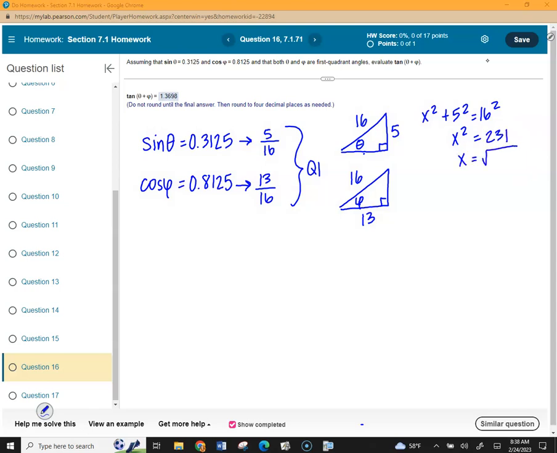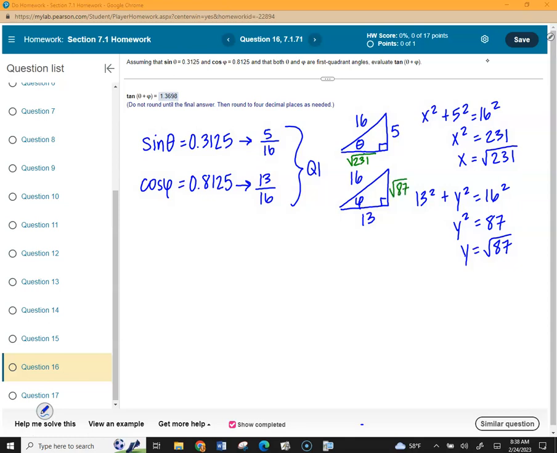So this is ugly, and you're just going to leave it. Just leave it like that. Repeat. So this would be the y coordinate. 256 minus 169. Also ugly, just leave it. So I found this to be square root 231 and this to be square root 87.